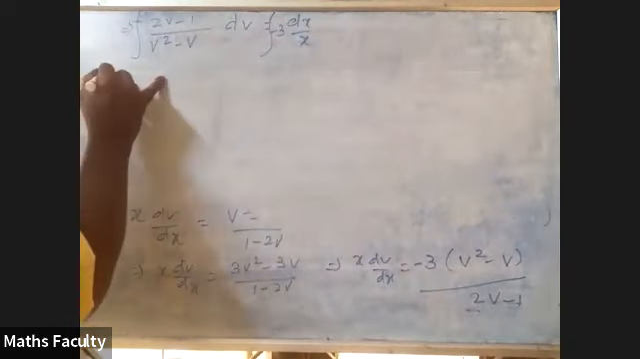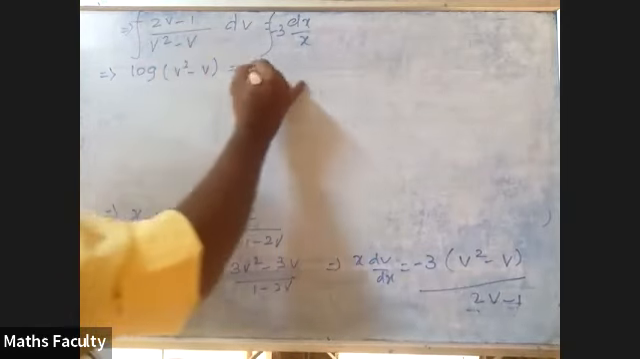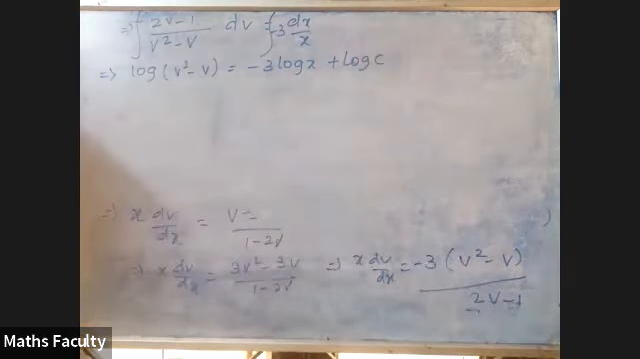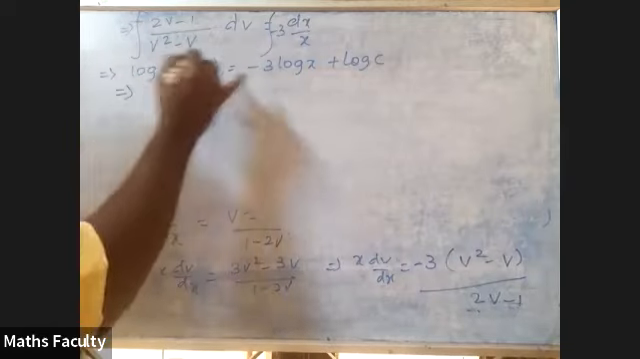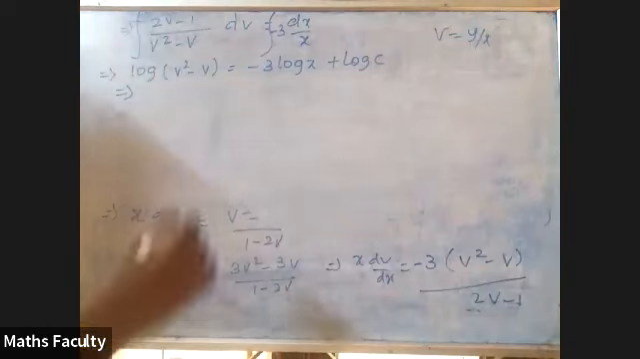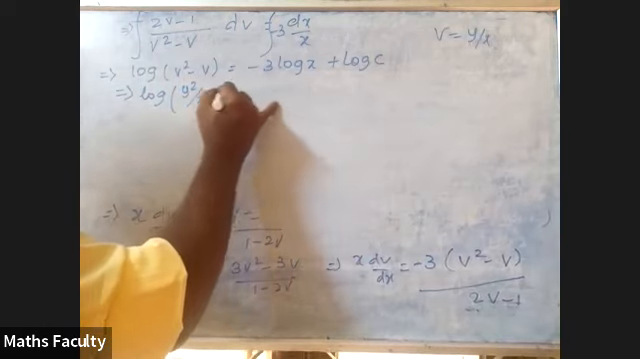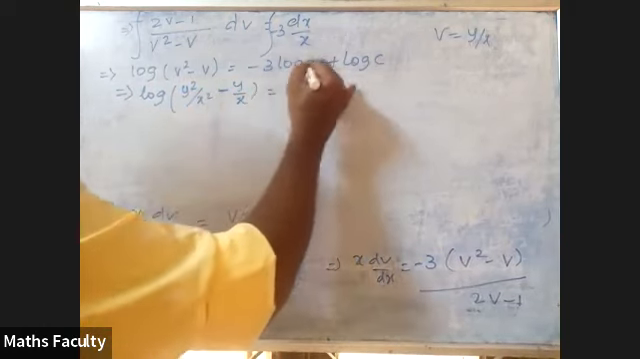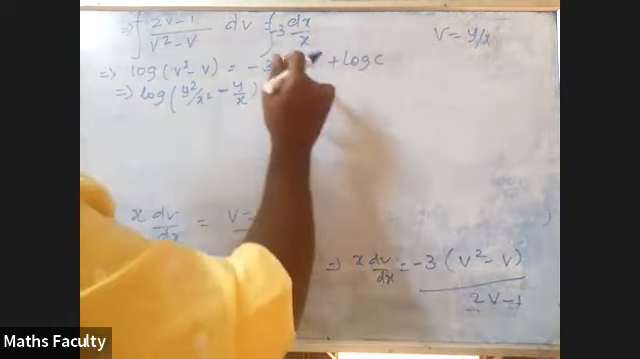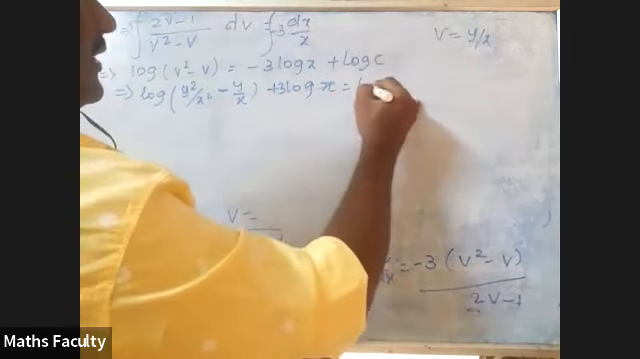What happened? This implies log of v squared minus v is equal to minus 3 into log x. Since we have log, we take the constant also as log c. So we have to put v is equal to y by x. Wherever v comes, you put y by x. Therefore, we can write this as log of y squared by x squared minus y by x is equal to minus 3 log x. Moving the minus 3 log x to the other side, it becomes plus 3 log x. You can write this as log c.